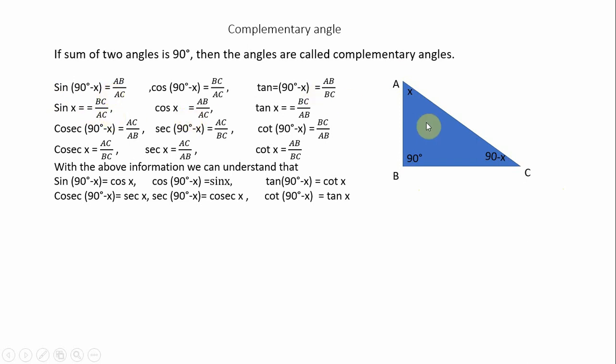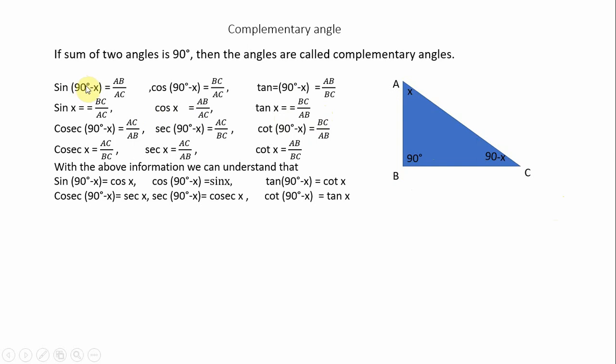Cos x. Here we have the x. What is the adjacent side? AB is the adjacent side and AC is the hypotenuse. So cos x is equal to adjacent side by hypotenuse, so we have AB by AC. Now tan x is equal to opposite side by adjacent side. Opposite side is equal to BC and adjacent side is equal to AB. So tan x is equal to BC by AB.